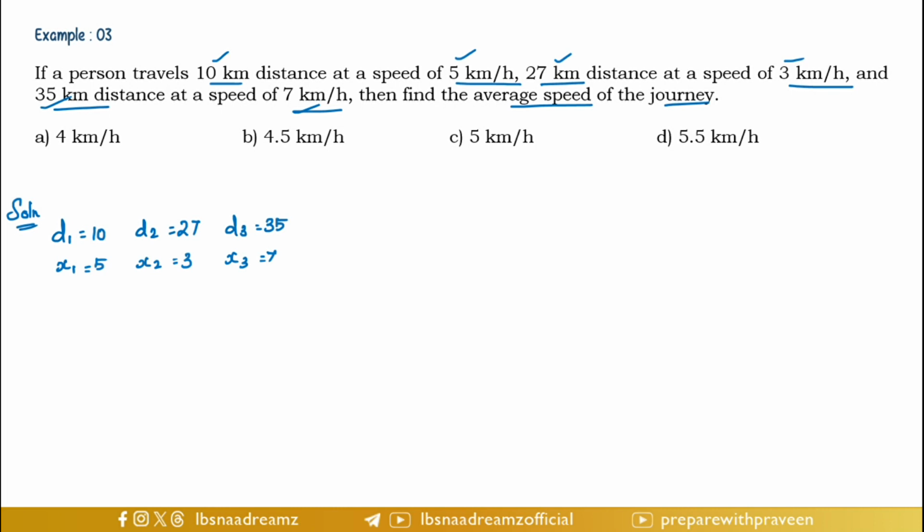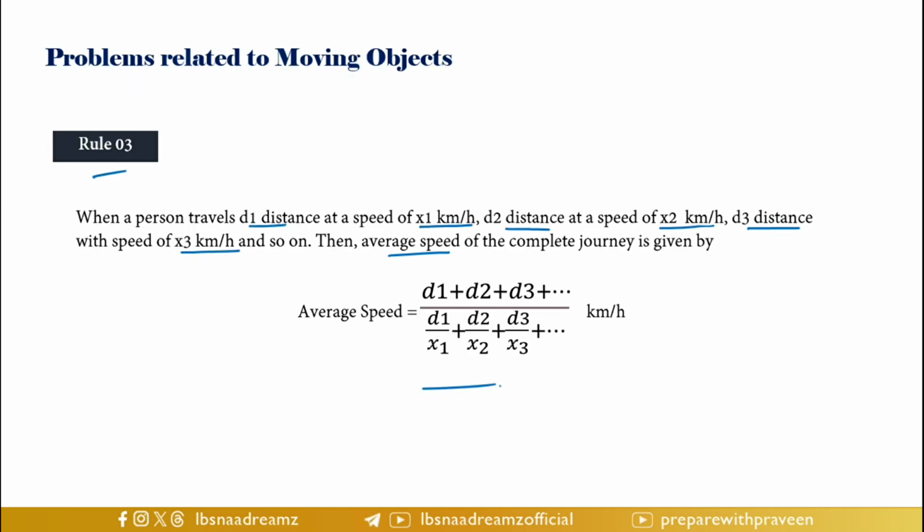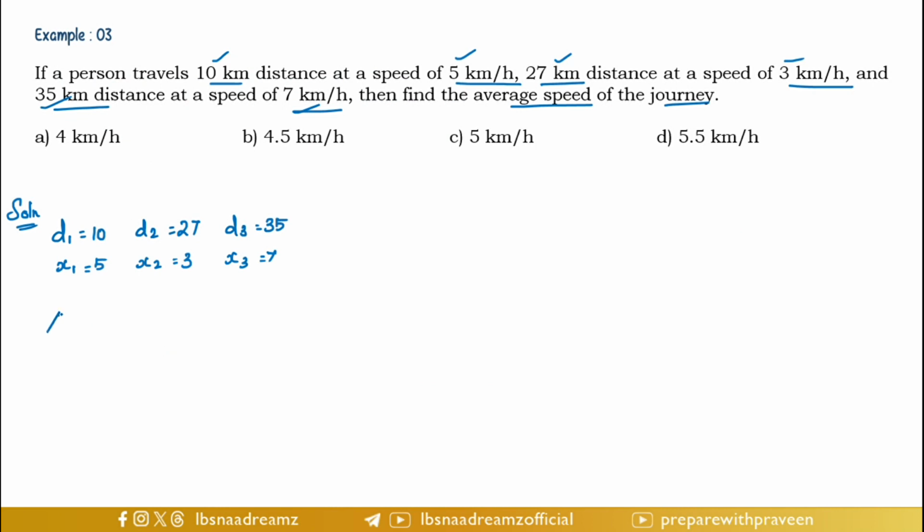So what is the formula? Average speed of the journey is d1 plus d2 plus d3 divided by d1 by x1 plus d2 by x2 plus d3 by x3. So average speed is equal to d1 plus d2 plus d3 divided by d1 by x1 plus d2 by x2 plus d3 by x3 kilometer per hour.